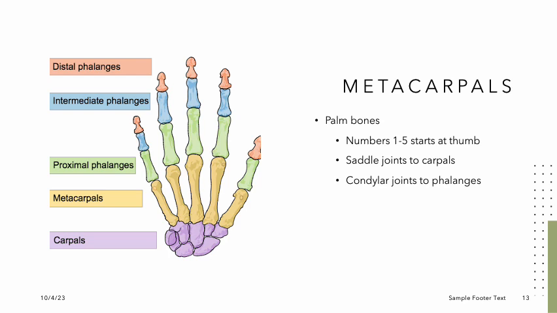Your metacarpals are really easy. They are numbered 1 through 5, starting at your thumb. So you have metacarpal number 1, 2, 3, 4, 5, and they're right and left. Right metacarpal 1, that's your right thumb. Right metacarpal 2, that's your right index finger, but on the palm area. Where these connect to the wrist bones, they are saddle joints. And where they connect further up, towards your finger, to the phalanges, those are condylar joints. So your knuckles are condylar joints.